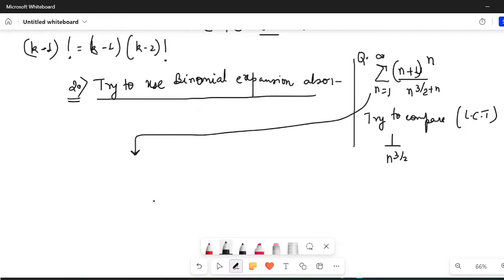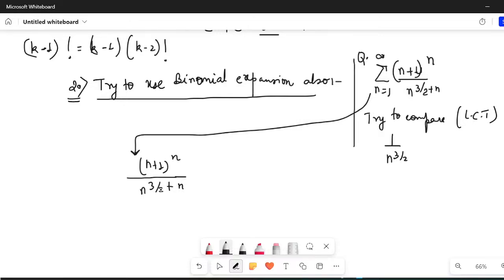So if I'm doing this particular series, (n plus 1) raised to power n divided by n raised to power 3 by 2 plus n, then I'm suggesting you try to use the limit comparison test. Try to compare this particular thing using n raised to power 3 by 2.